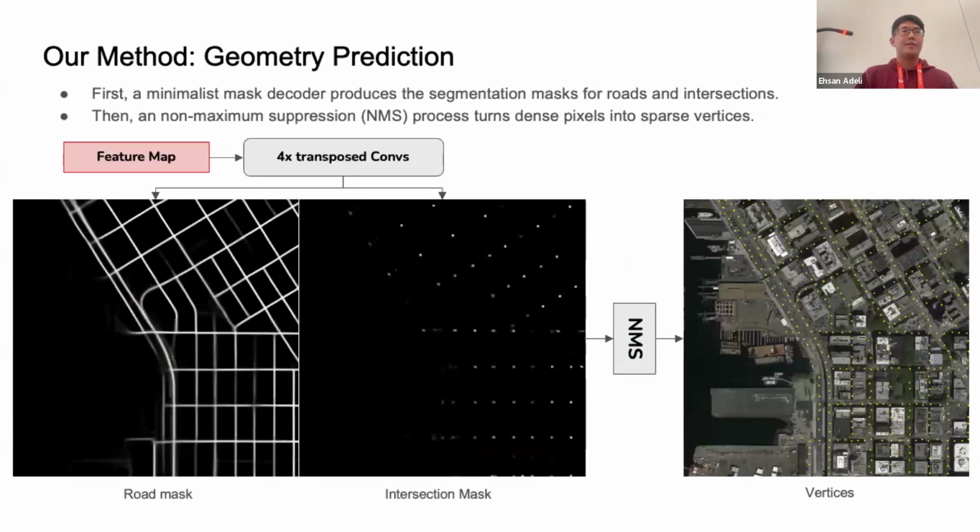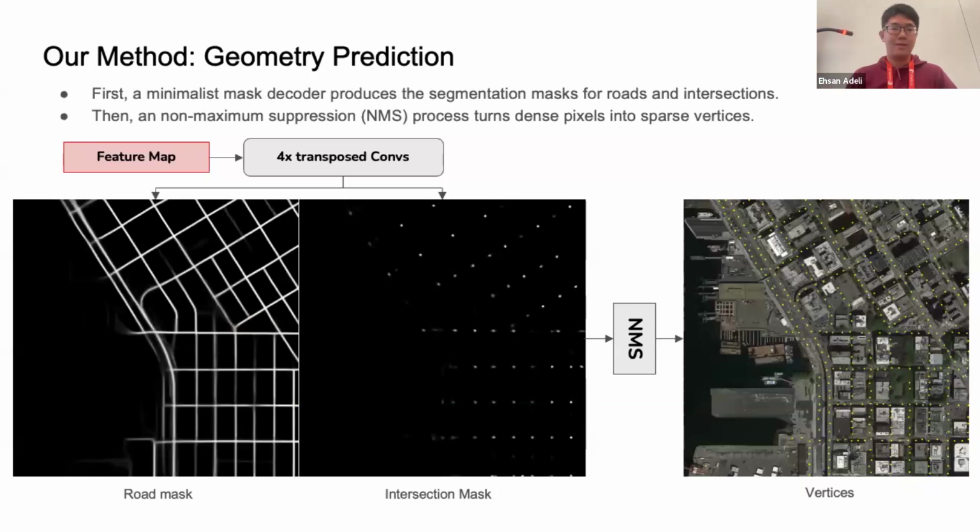So the geometry prediction stage is extremely simple. It has a minimalist design because the geometry decoder is actually just a mask decoder composed of 4 transposed convolution layers to predict 2 dense binary masks corresponding to the roads and intersection points respectively. It predicts this from the feature map produced by the image encoder. And then after getting these masks, these masks are the dense masks. We want the sparse vertices. So we apply a non-maximum suppression process to basically keep the pixel of the highest score within a certain radius. So this gives us the sparsified vertices.